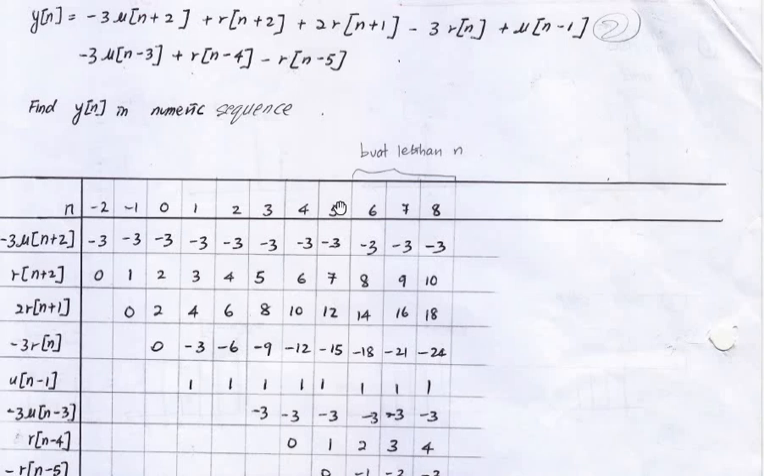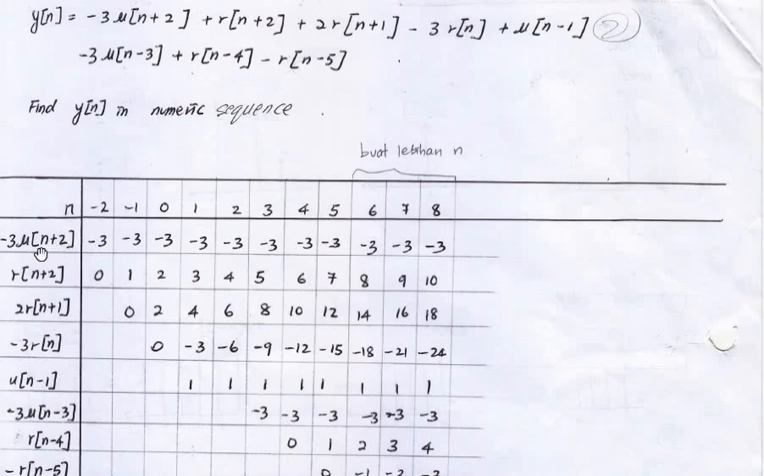And then you need to add an extra 3 columns, because later we will need them for the ramp function or ramp signal. First of all, let's look at this one. The first signal is -3u[n+2]. You write it here, -3u[n+2].